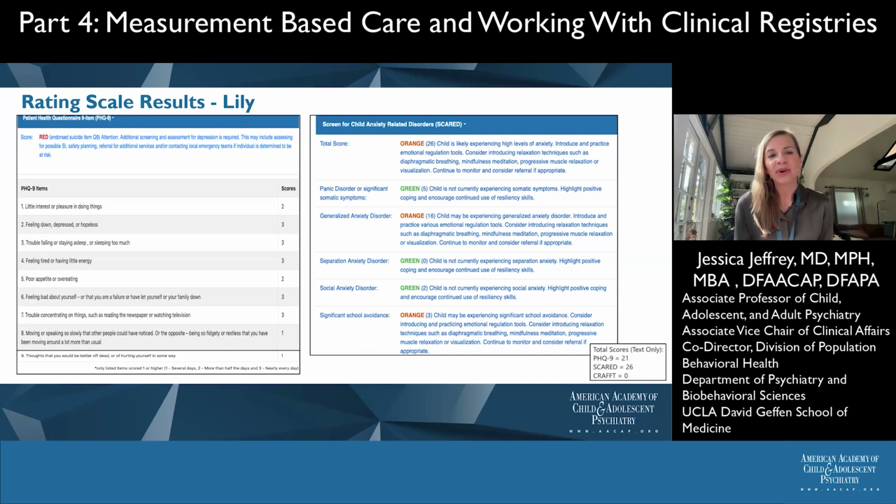So this is Lily's rating scale results. And we see for Lily here, the PHQ-9 score is 21. You can see in the bottom right of your screen. And that is what we consider in our red range.